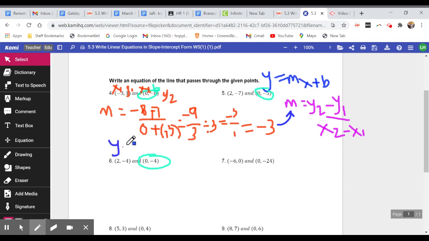So y equals my m value, which I figured out is negative 3x. And then remember, my b value is the y number of my second point, so minus 8. So my final equation then is y equals negative 3x minus 8. So first things first is to find your slope. Then you need to identify your y-intercept and plug it into the equation.